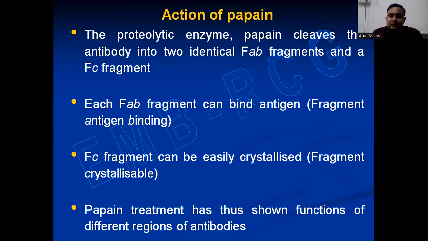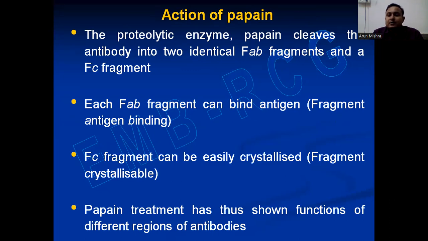Now we see the action of papain. The proteolytic enzyme papain cleaves the antibody into two identical Fab fragments and an Fc fragment. We can say Fab or Fc also. Each Fab fragment can bind antigen, fragment antigen binding. An Fc fragment can be easily crystallized, known as fragment crystallizable.